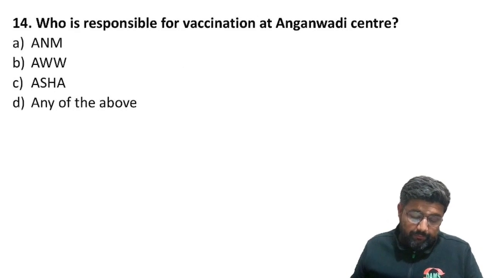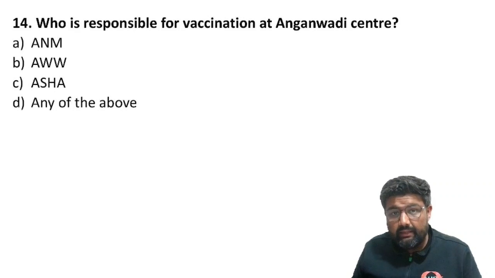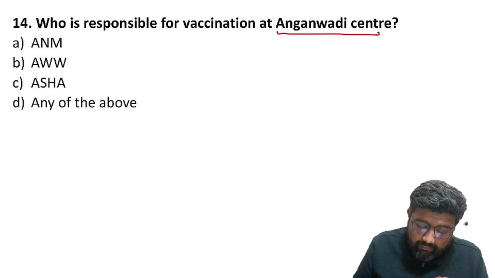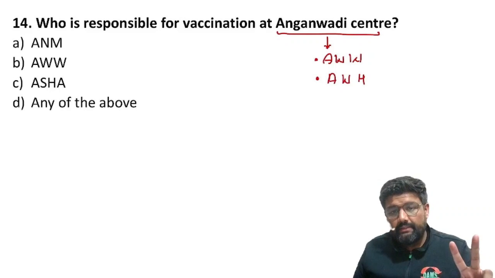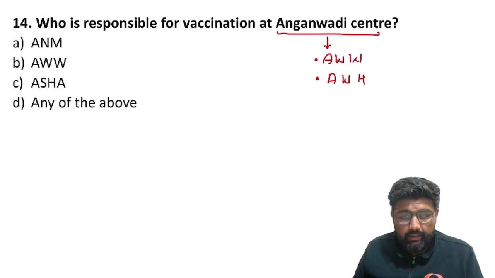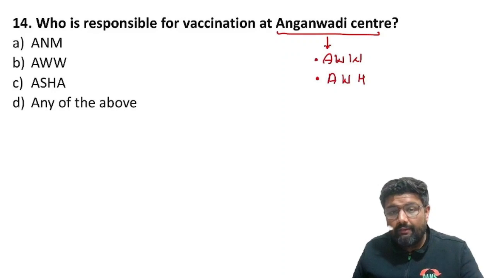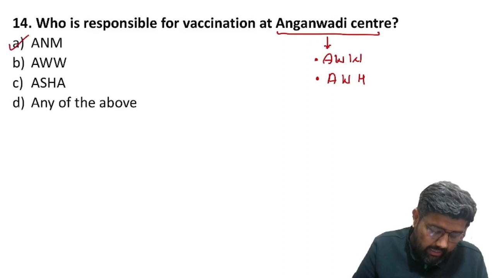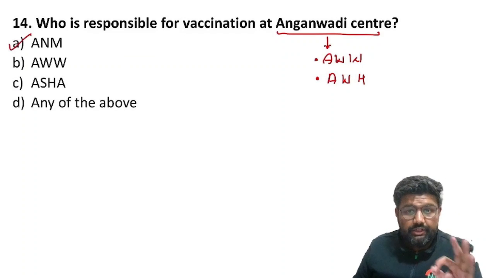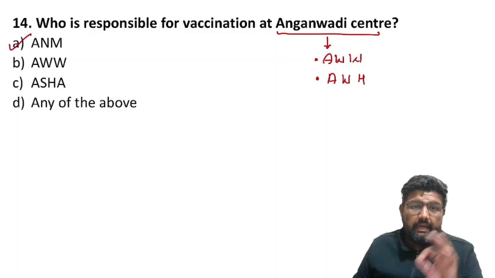Who is responsible for vaccination at Anganwadi center? At Anganwadi center, we have Anganwadi workers and one Anganwadi helper. Two staff are there at Anganwadi, but they do not do the vaccination. They only maintain the register. Vaccination is done by ANM.